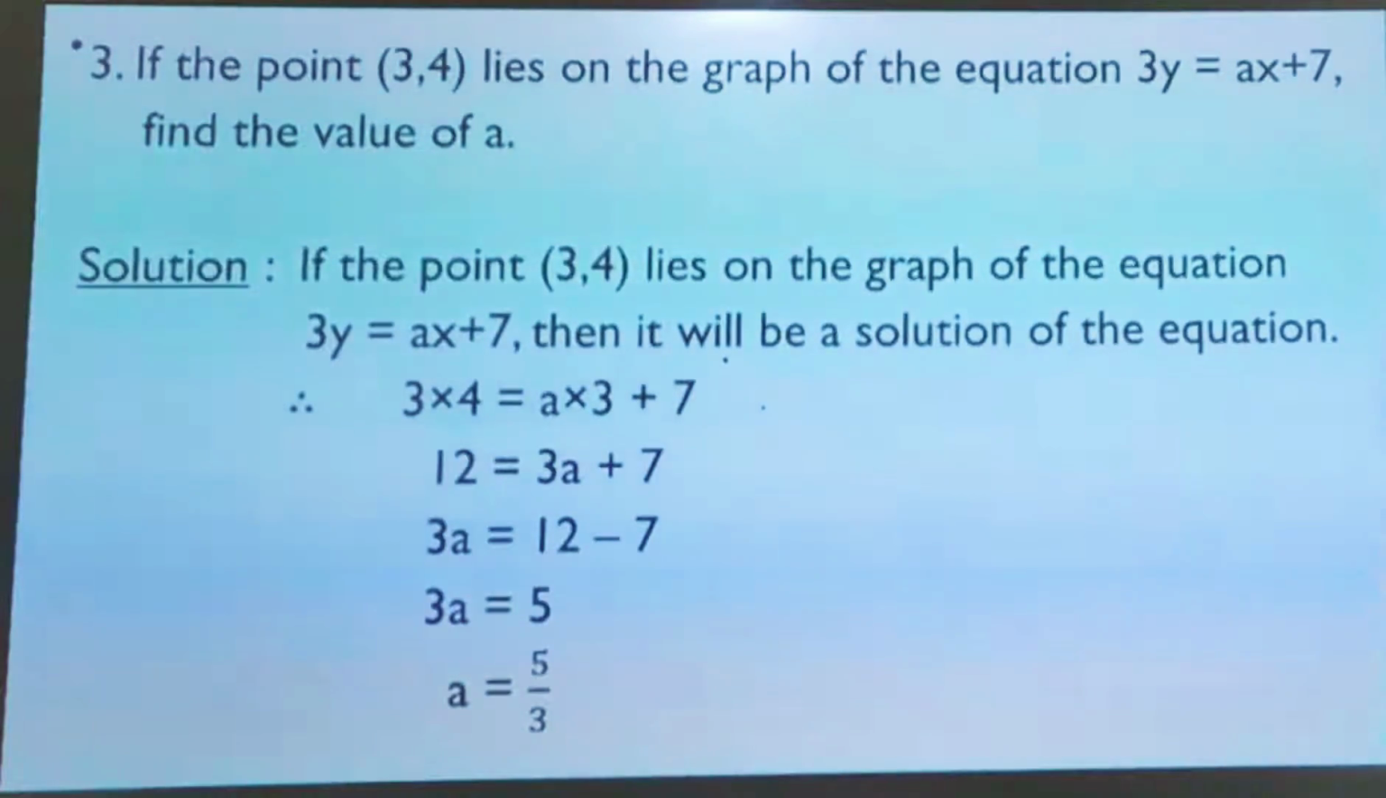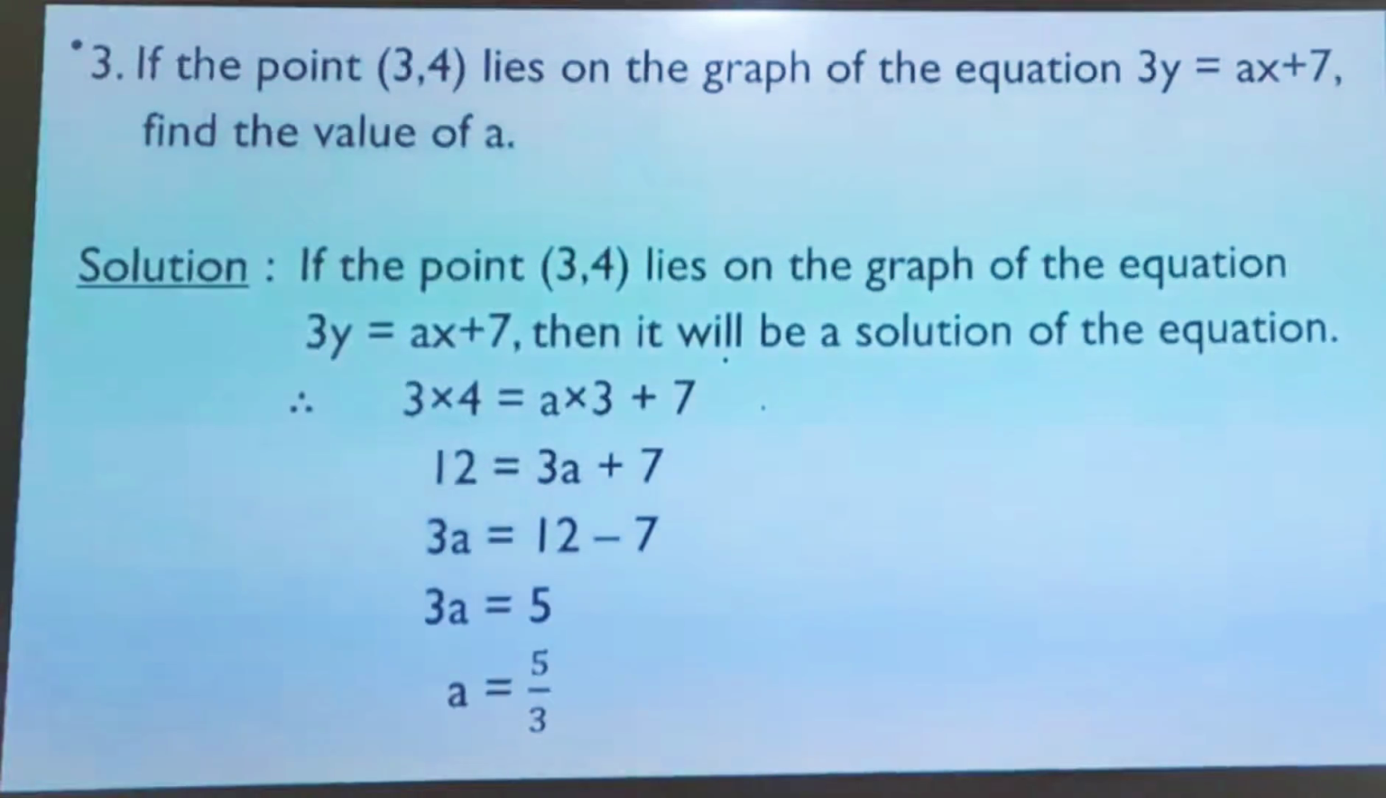Next, question number 3. If the point (3, 4) lies on the graph of the equation 3y equal to ax plus 7, find the value of a. Now, you know that a solution, a pair of solution, always satisfies the given linear equation. So here also one such pair of solution of the linear equation 3y equal to ax plus 7 is given. It means it will satisfy if we take the value of x as 3 and y as 4 in the given equation.